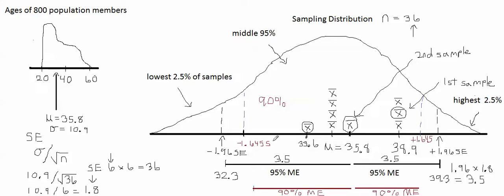So what that means is that just like how we multiplied the standard error by 1.96 to get the 95% margin of error, we can just multiply 1.645 by the standard error, and we'll get the 90% margin of error. So it's going to be the same steps that we followed last time. The only difference is instead of multiplying by 1.96, we're going to be multiplying the standard error by 1.645, a different number.